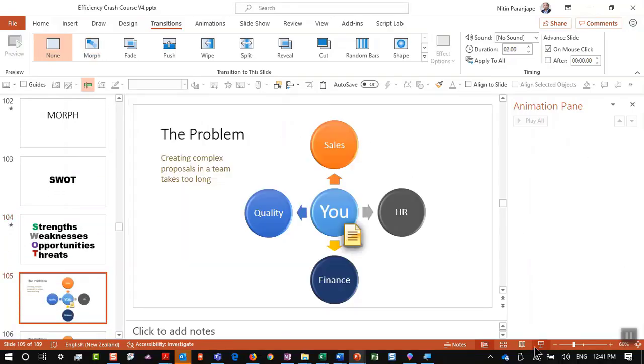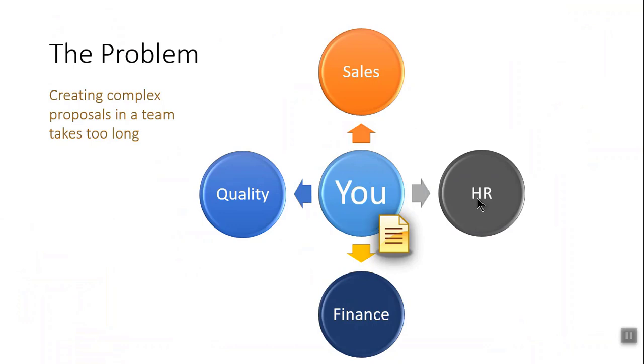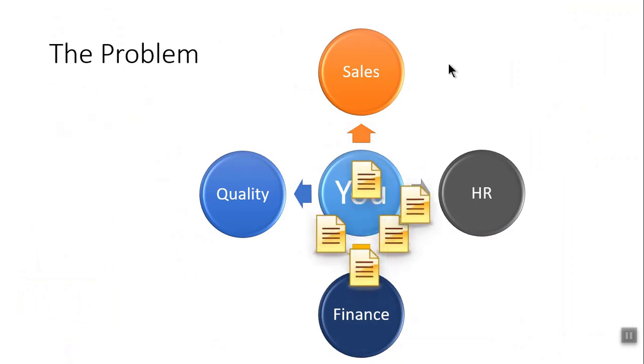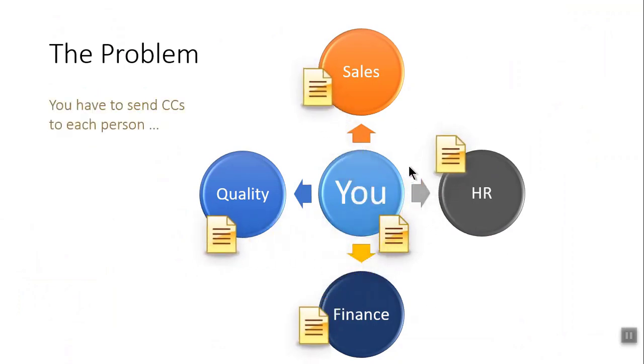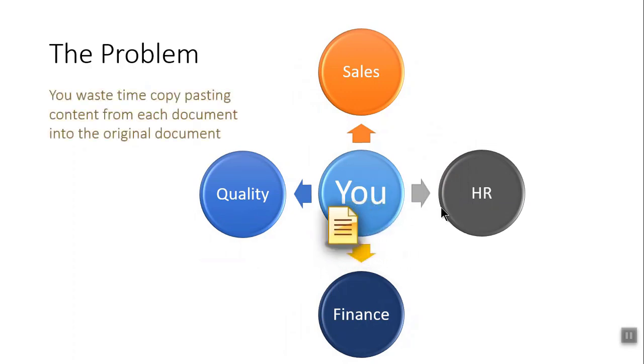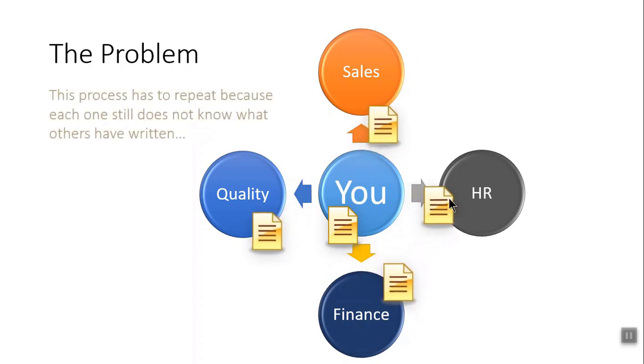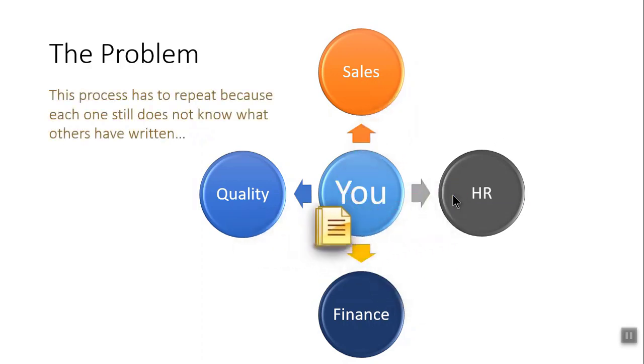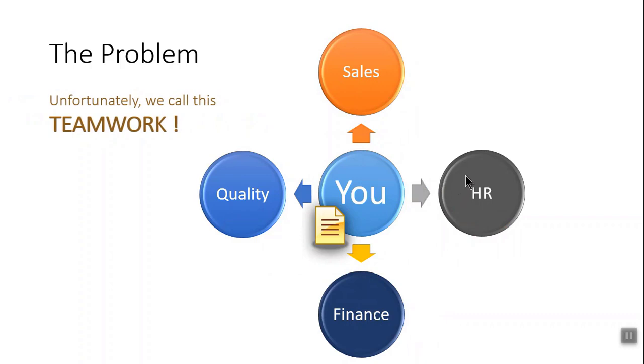For example, I want to show inefficiency by sending attachments. I have one file, I send it by mail to four people, then they reply, then I have five files, then I have to copy paste, makes a sixth file. Again, they have to know what each other has written. So now 20 copies are floating around. I waste my life like this, and we call this teamwork.